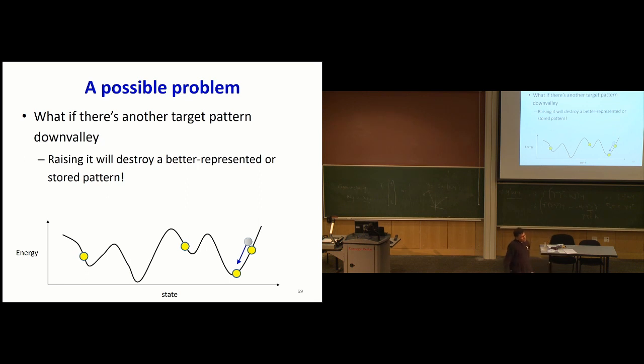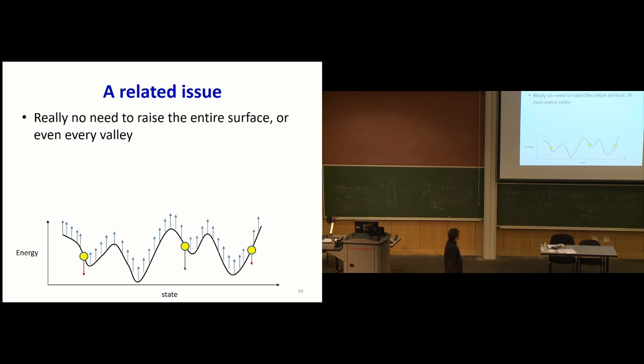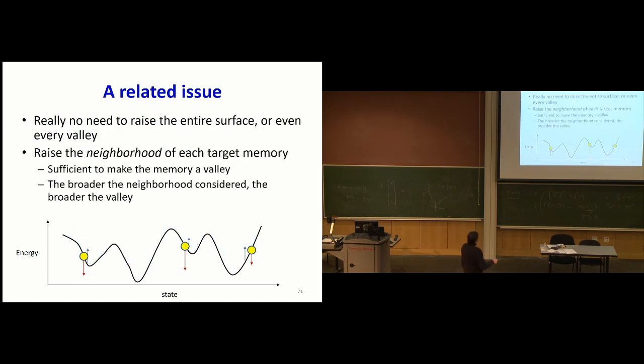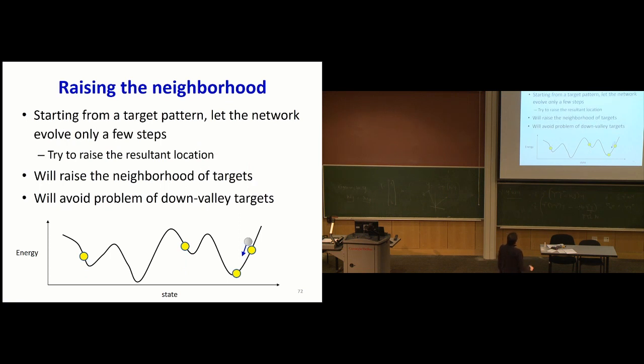So instead of letting the ball go all the way to the valley, you can say that I start off at my current location. And keeping in mind that there's really no need to raise the entire surface of every valley, what we will do is just try to raise the neighborhood of each target memory. So if this is the pattern that I'm trying to store, I'm going to push this pattern down, and I'm going to push the region just around the current pattern up. And how can I do that? I start off at the current location and let the network evolve, but I don't let it evolve to convergence, I only let it evolve for one or two steps. And then it gets someplace downstream, down energy from my stored pattern. And that I pull up.